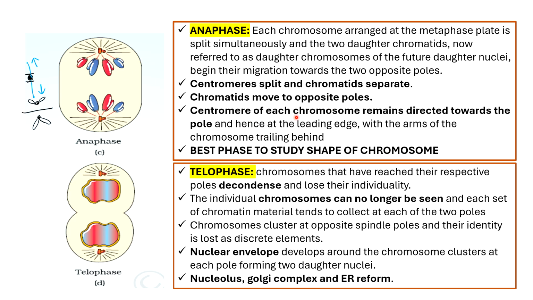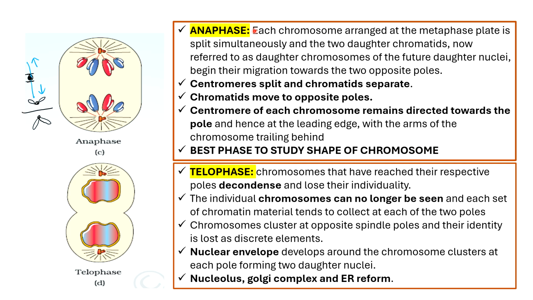The centromere of each chromosome remains directed towards the pole, and the chromatids will be trailing back. See, centromere towards the pole and the chromatids trailing back. This is the best phase to study the shape of the chromosome.